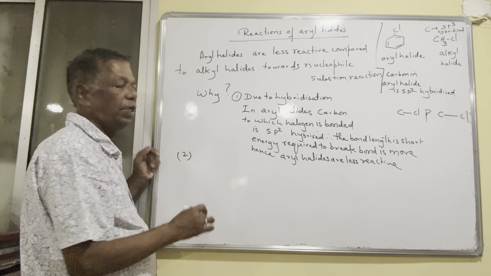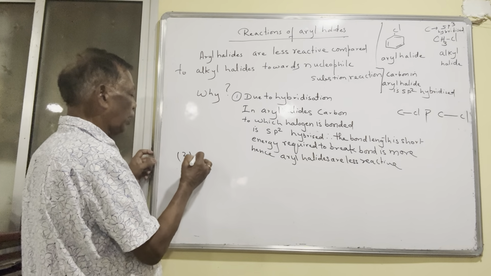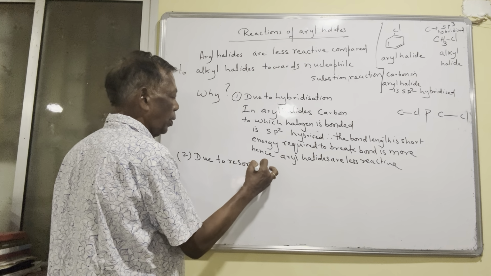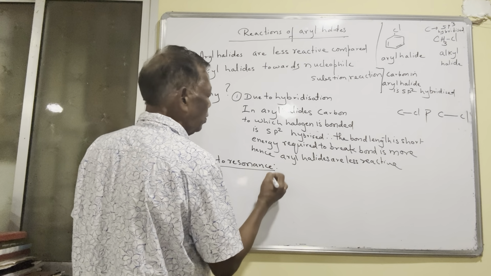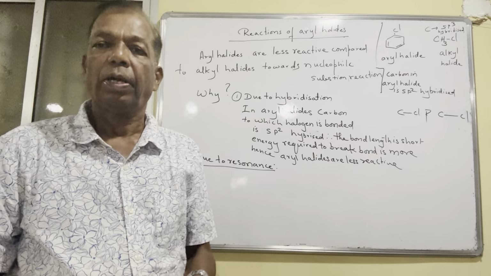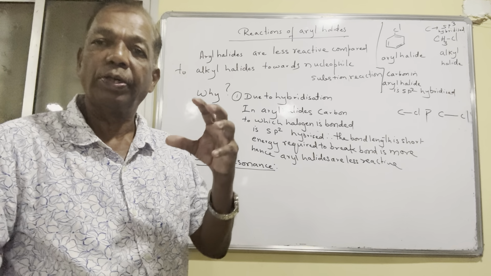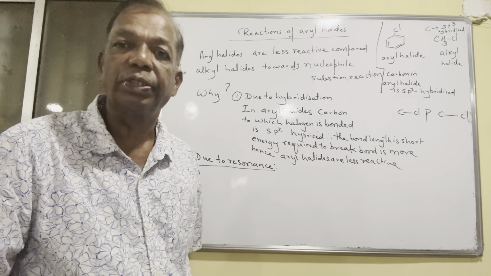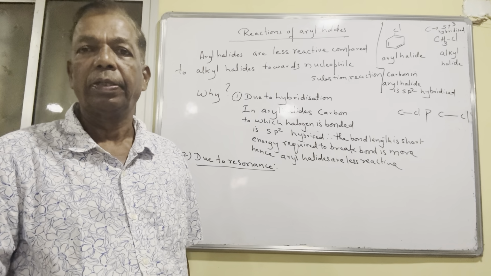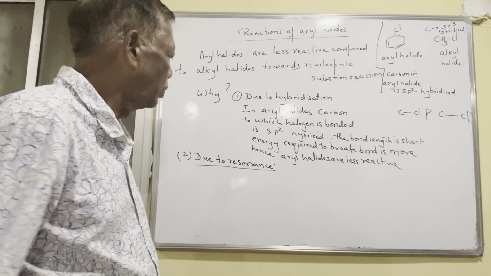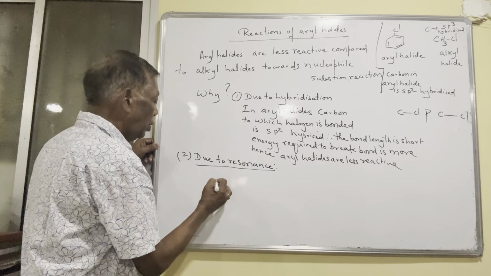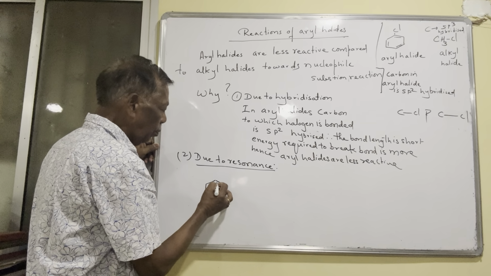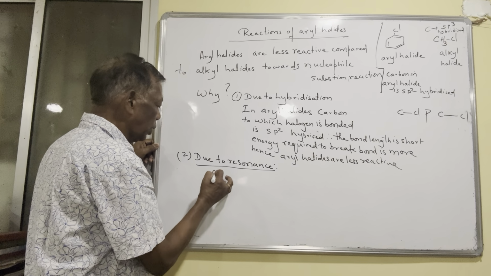Second point, we can say, is due to the resonance effect. Now, what is that resonance? Resonating structures: a compound can be represented by different structures which differ with respect to the position of electrons. Then that phenomenon is called resonance. So suppose I show you here one. Suppose we have here chlorobenzene. I will show here the resonating structure of this.